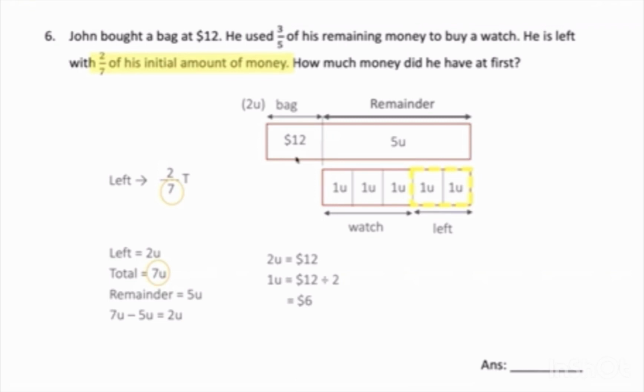How much money did he have at first? You can simply multiply by 7, 7 units here. Okay, total 6 times 7, $42. Okay, any question for question 6? Any question?